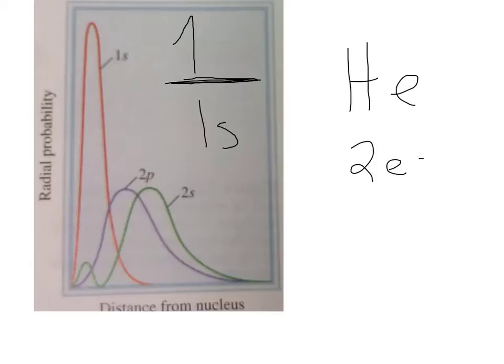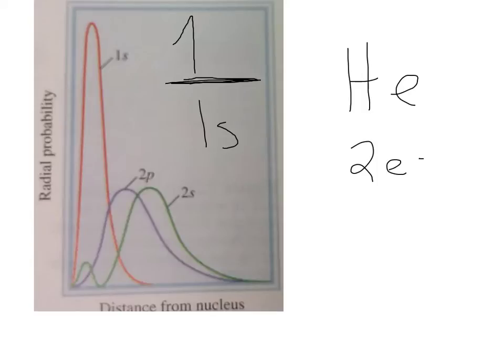So the first electron in the helium atom would go in the 1s, but the second one would also go in the 1s, because remember, an orbital can hold up to 2 electrons, and because the 1s is going to be lower in energy than 2s or 2p or any of the other orbitals, that second electron is going to go there. But how is it going to go into this particular orbital?